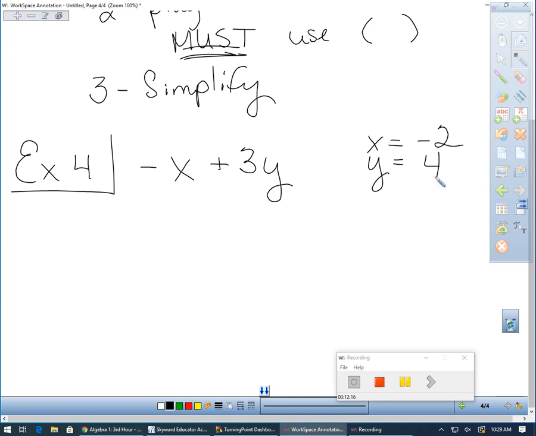And when we plug the value in, you have to use parentheses. So I have a negative, and where x is, I'm going to put my parenthesis, and negative 2 replaces that x. Plus 3. And then I have a y, and where the y is, I'm going to put parentheses, and what value is y? 4. Okay? This is a really important step. Without parentheses, this could be something totally different.